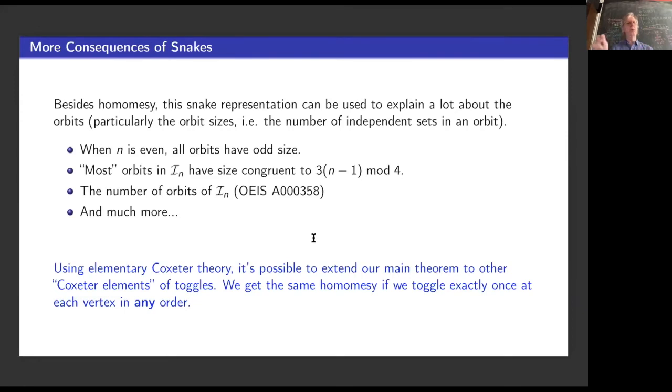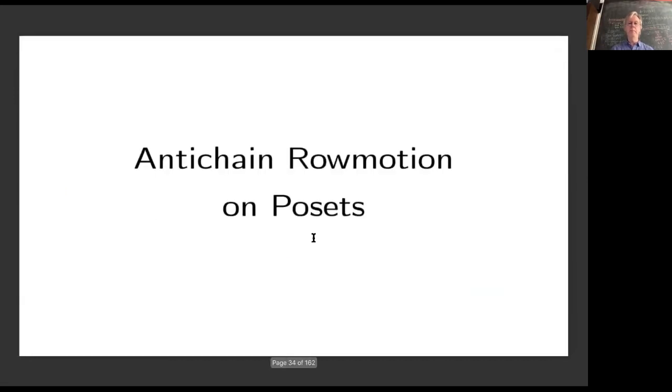And you might think this is a very specialized action, but it turns out that this actually doesn't depend on the order in which you do the toggles. Even though those toggles don't commute in general with each other, you can use some elementary Coxeter theory and show that no matter what order you toggle, as long as you toggle once at every vertex, you end up getting the same homomesy result. So that's an interesting thing to look at if you like that kind of stuff.